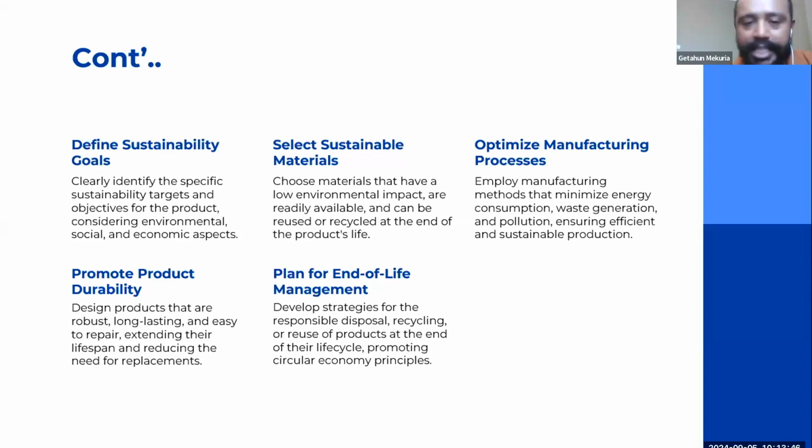Second, select sustainable materials. Choose materials that have low environmental impact, are readily available, and can be reused or recycled at the end of the product life. Then the third one will be optimizing the manufacturing process: employing manufacturing methods that minimize energy consumption, waste generation, and pollution, ensuring efficient and sustainable production.